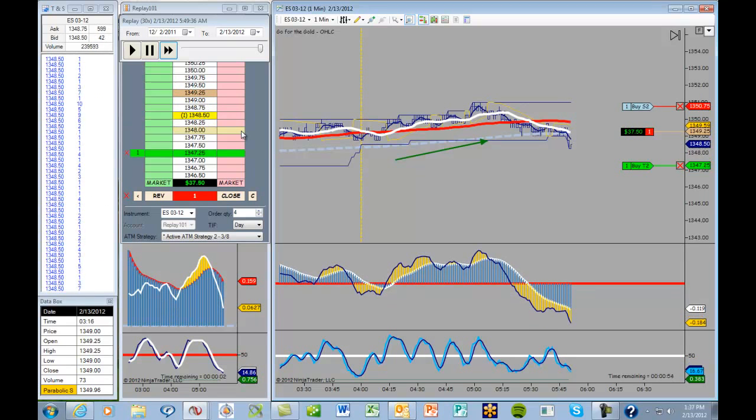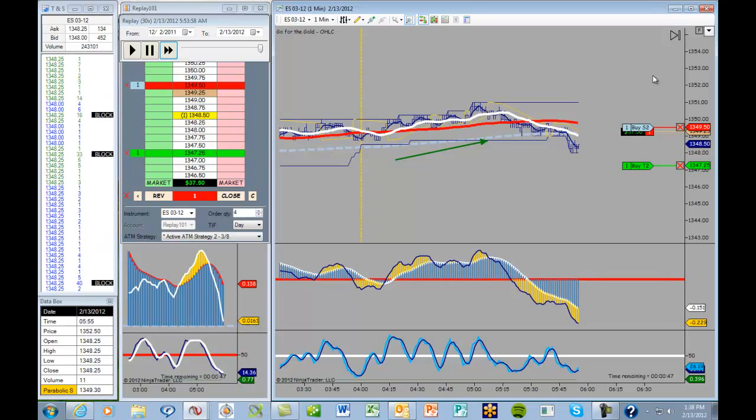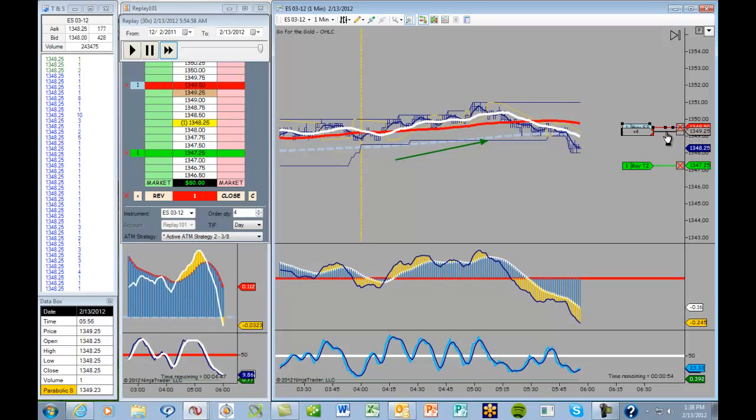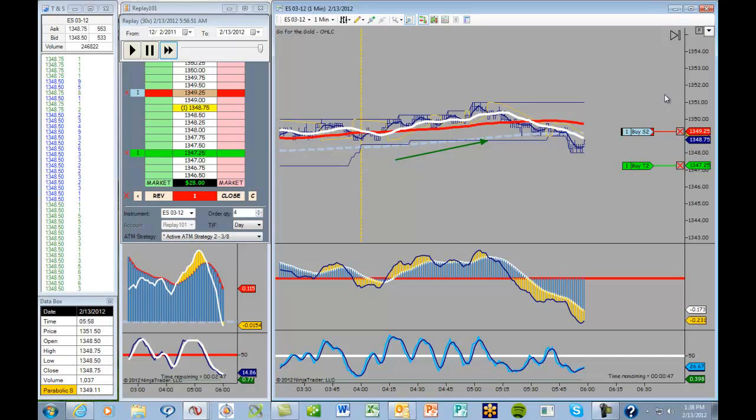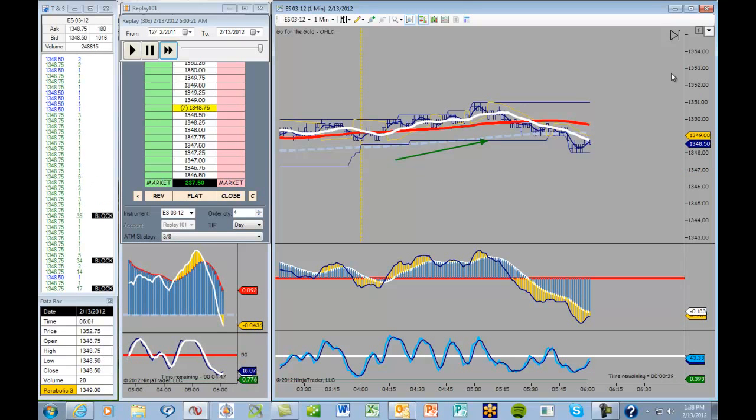There we go. Okay, we've moved the stop. We're going to bring it down to the parabolic. We're about to break even on the stop now. And we're stopped out. Alright, let's freeze it.